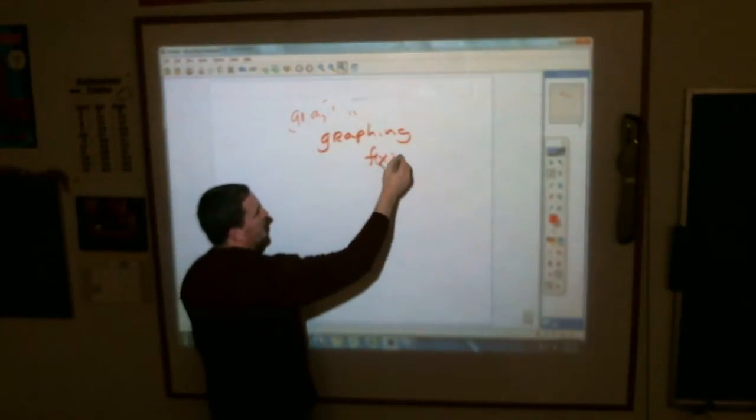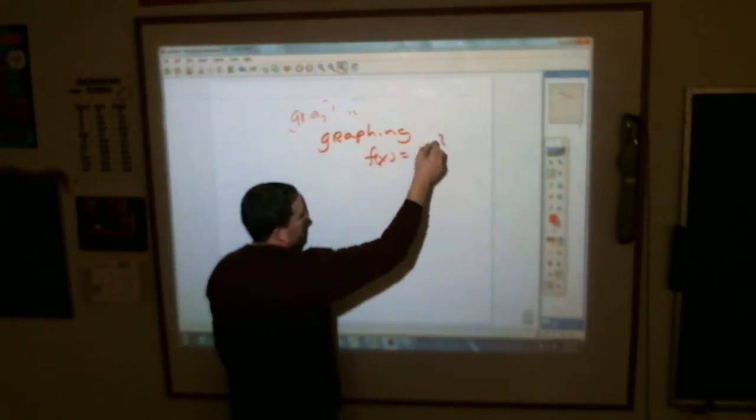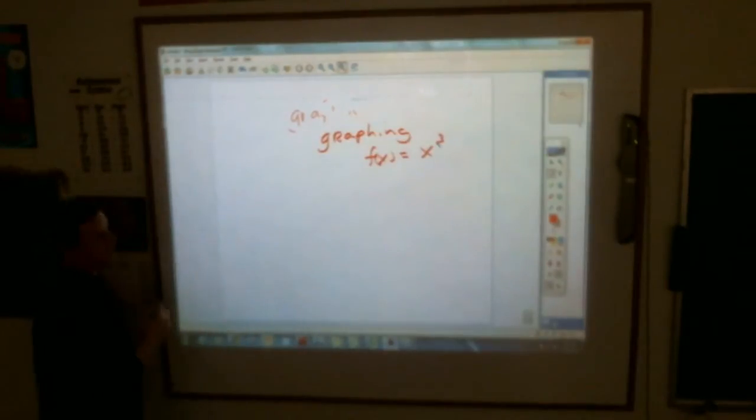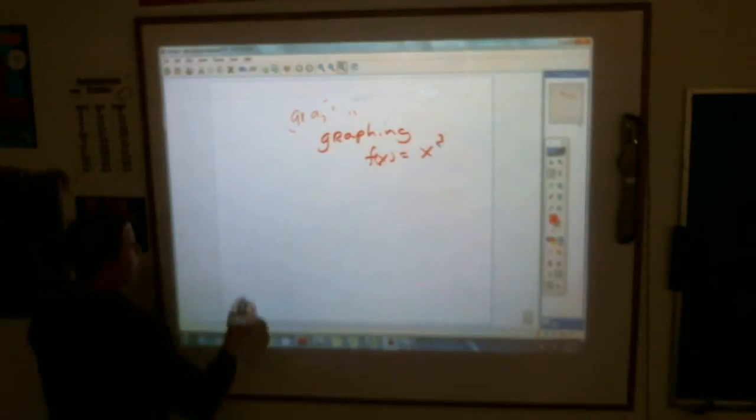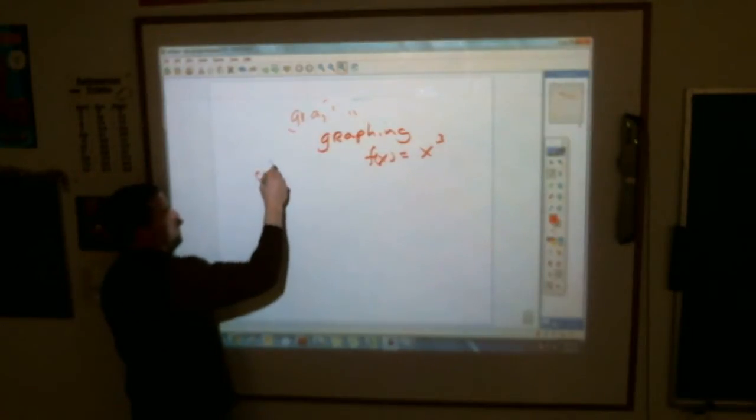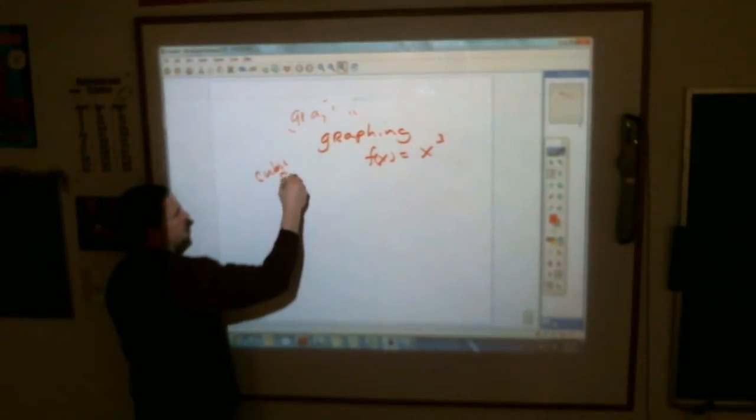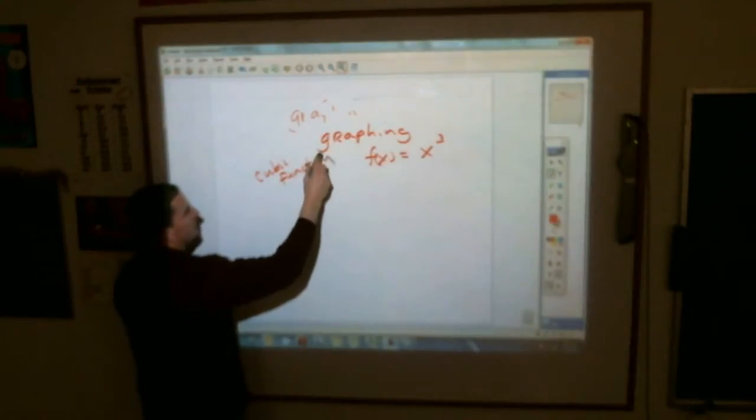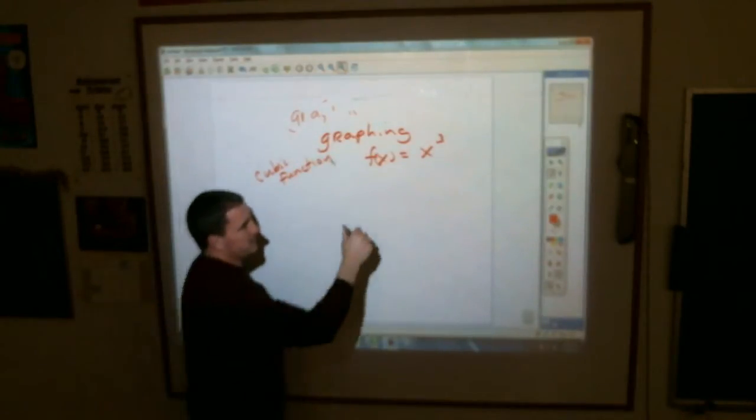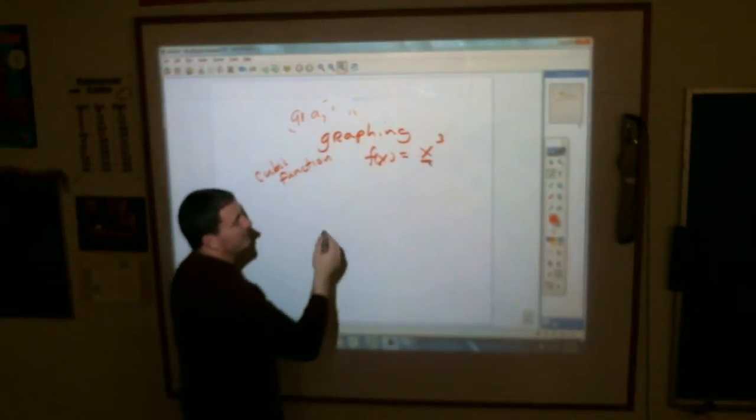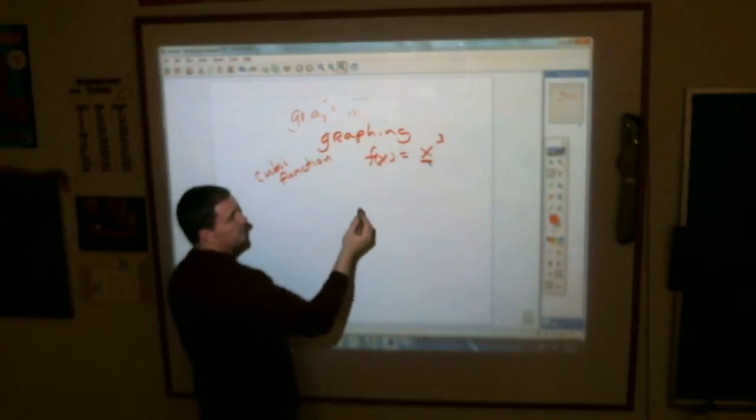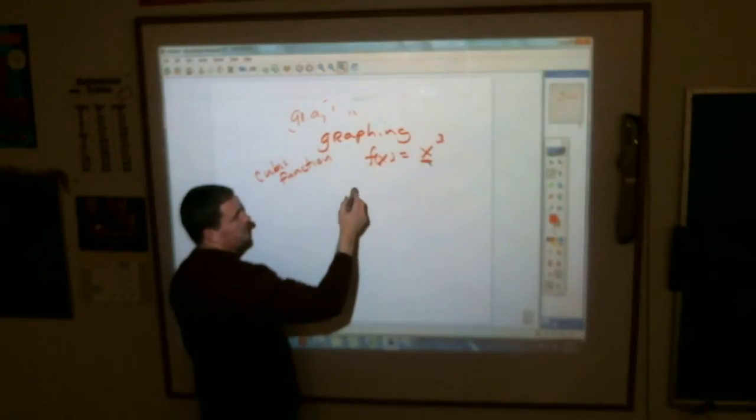Graphing the function f of x is x cubed. Okay? X cubed, well, they're called cubic functions. And a cubic function, I guess this is the parent of it. I mean, that's the general one. But a cubic function really is this.